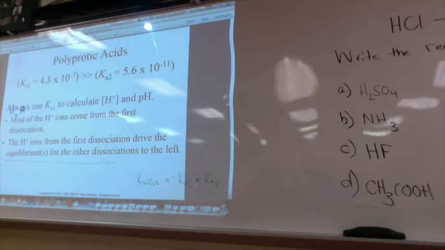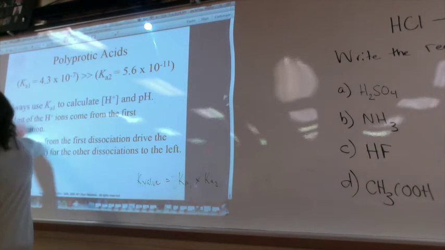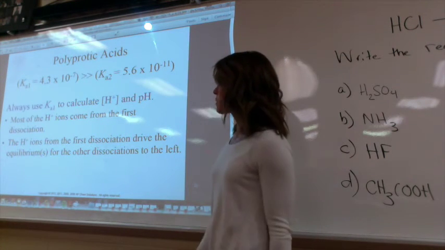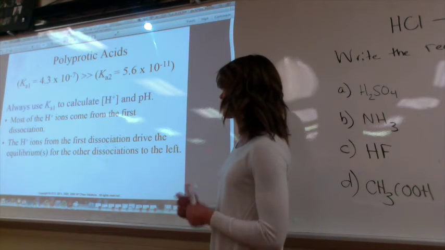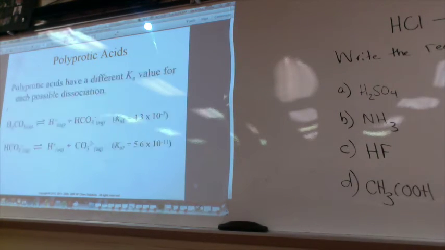And this is what I just said before. Always use Ka1 to calculate H plus and pH. Most of the H plus ions come from the first dissociation. The H plus ions from the first dissociation drive the equilibrium for the other dissociations to the left. So let me just show you what that means for this.